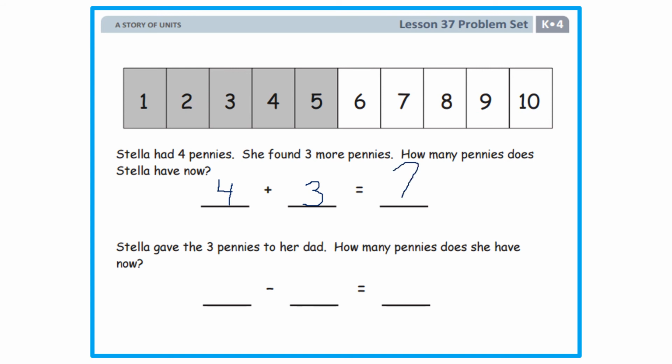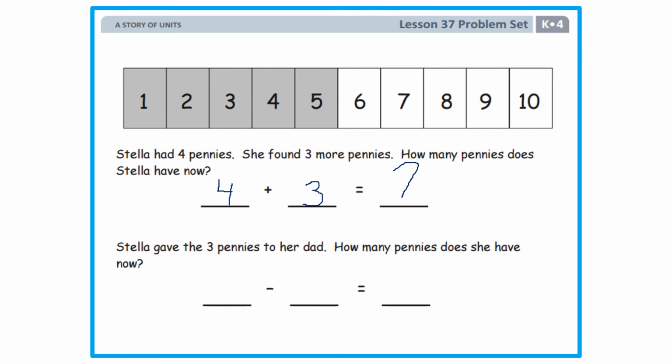Stella gave the 3 pennies she had to her dad. Wow, that's so sweet. So if she had 7 and she gave 3 to her dad, how many does she have now? So show me 7. 5, 6, 7. Okay. And she gave 3 pennies to her dad. She's so sweet. 1, 2, 3. How many does she have left? Good job. She had 4 left.